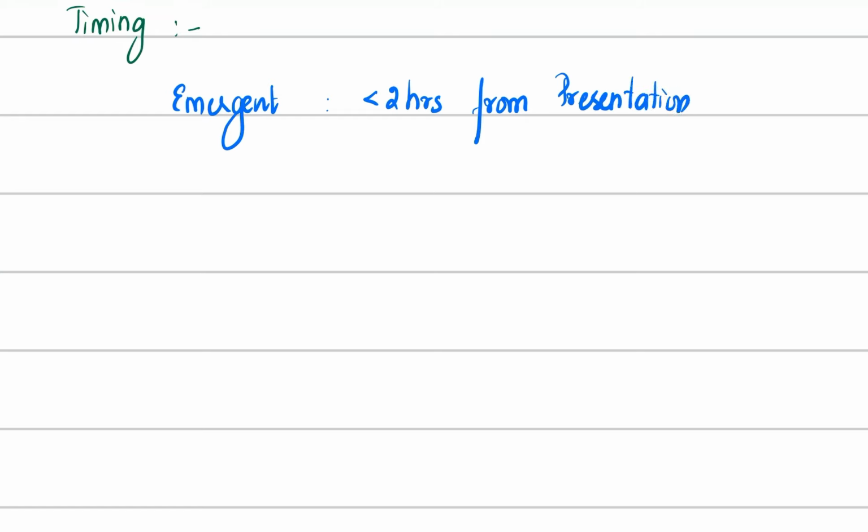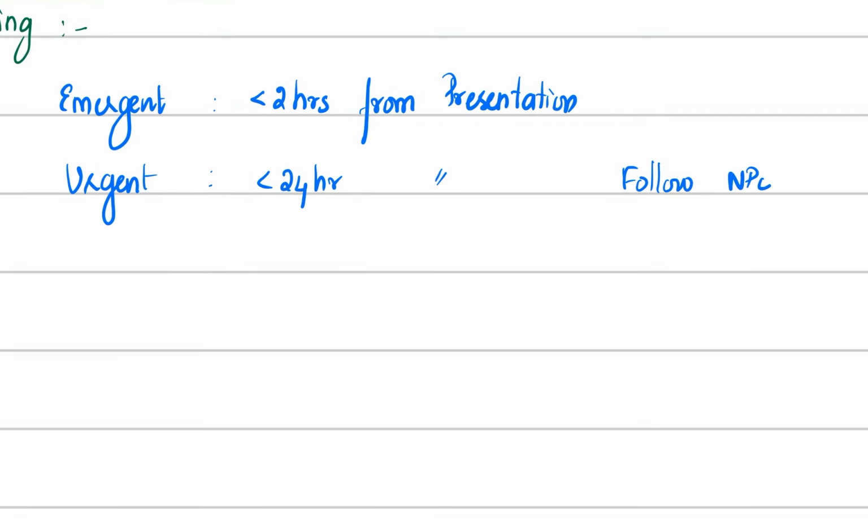So timing of removal of foreign body is divided into three. One is emergent. When you say emergent, it's less than 2 hours from presentation. Okay, not time since ingestion, time since presentation, irrespective of the NPO status. When you say urgent, it is less than 24 hours from presentation and you will follow the NPO rule. NPO is nil per oral. You are not going to give anything to the child orally. Elective is after 24 hours from presentation and you will definitely follow NPO rules. This is the terminology for removal.